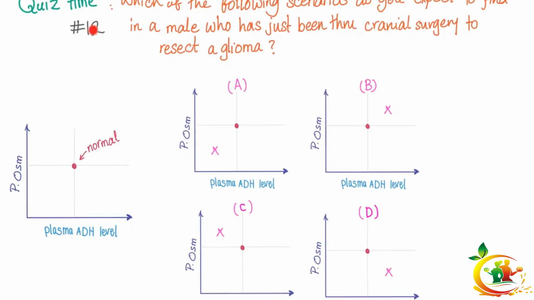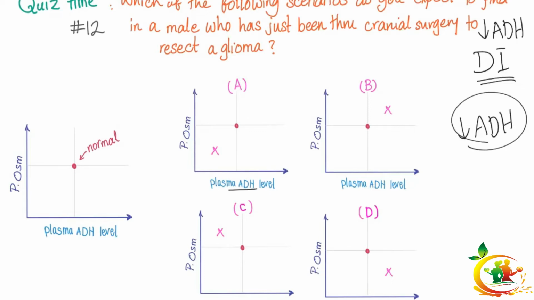Let's answer the question of the previous video. Which of the following scenarios do you expect to find in a male who has just been through cranial surgery to resect a glioma? After you resect the glioma, what will happen to the plasma ADH? Let's suppose there's a problem with the hypothalamus, which will lead to decreased secretion of ADH. This is called central diabetes insipidus. In central diabetes insipidus, the plasma ADH level is going to decrease. When you decrease the ADH, you are wasting water in the kidney, so your plasma is super concentrated and the plasma osmolality is going to go up. Which of these choices is accurate? So we have less plasma ADH and increased plasma osmolality.